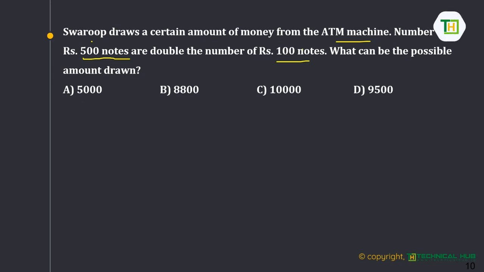So the question is about the number of 500 notes. It's a very simple question. Here I am taking the number of 100 notes as x. Then the number of 500 notes is double, that means 2x. Okay. Then what is the amount I have?